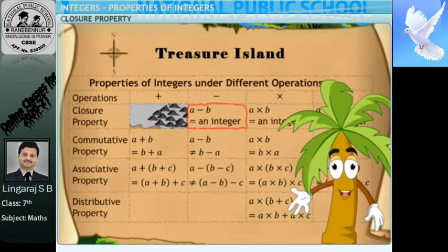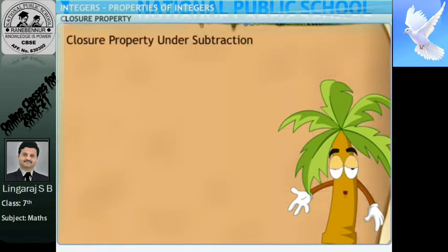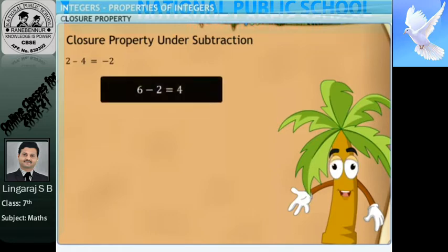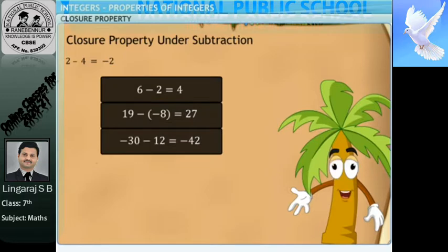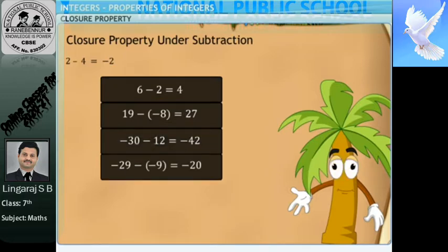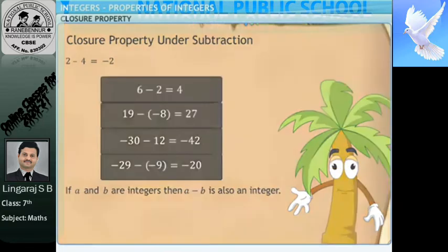Now we have seen that integers are closed under addition. Can we also say that integers are closed under subtraction? Let's check this out with the help of an example. 2 minus 4 is equal to -2. -2 is an integer, and therefore we can say that integers are also closed under subtraction. I got it. If a and b are integers, then a minus b is also an integer.